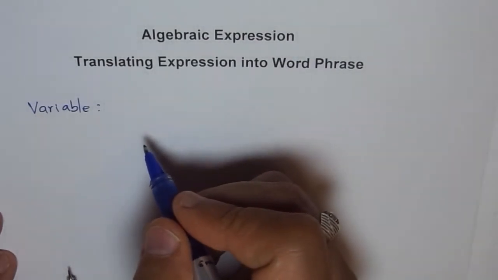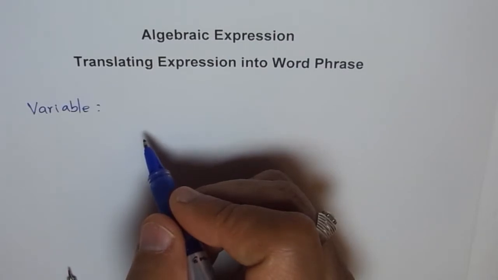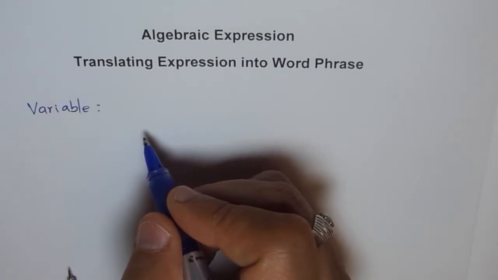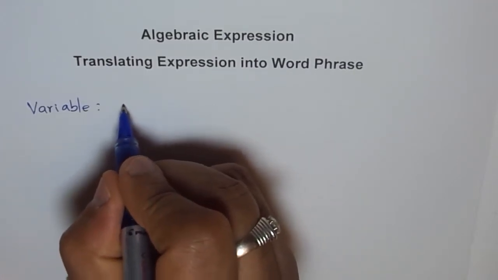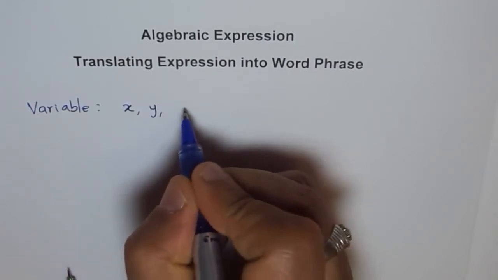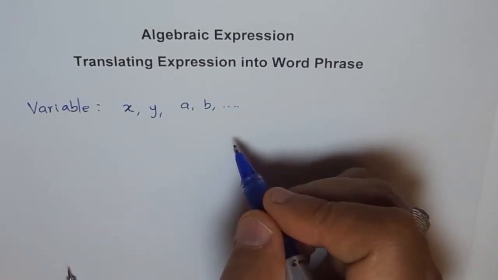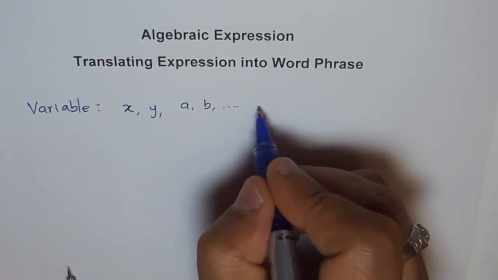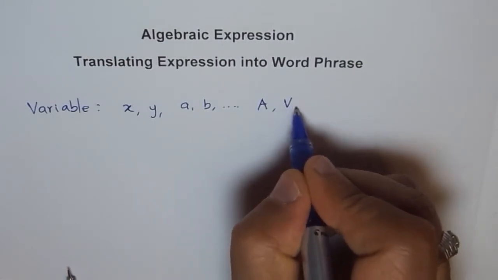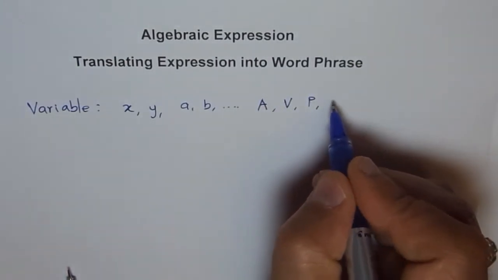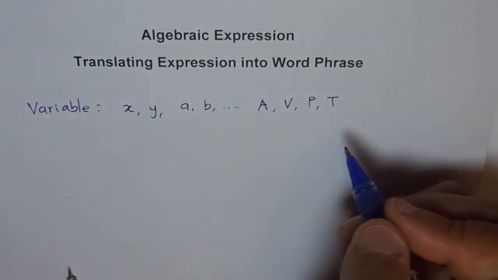Variables are defined so that they can represent any number. So a variable has the flexibility of representing any number. And we normally write variables as alphabets, small case alphabets most of the time. So for example, you may see a variable like x, you may see y. You can also use letters like A, B, and so on. Sometimes for variables, we use capital letters also. For example, A for area, V for volume, P for pressure, T for temperature.